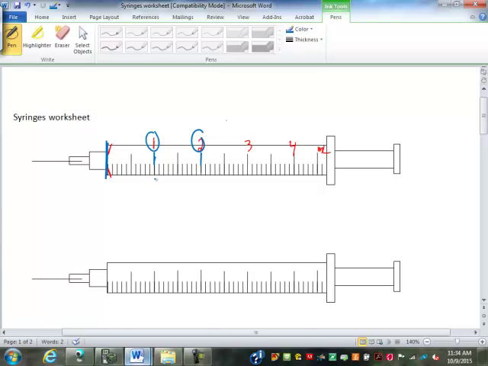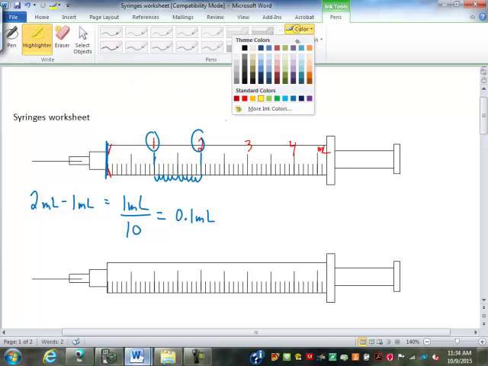So between 1 and 2, we have 1, 2, 3, 4, 5, 6, 7, 8, 9, 10 spaces. And it's the number of spaces that counts, not the number of lines. So from 2 milliliters minus 1 milliliter, that's just a 1 milliliter space. And there are 10 divisions, or 10 spaces. So that means each space is 0.1 milliliter.